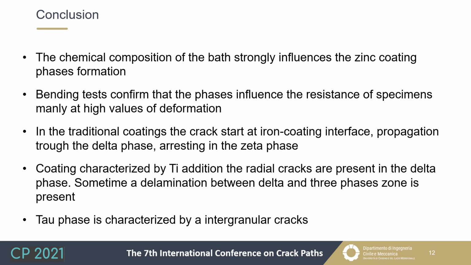Coatings characterized by the presence of titanium show radial cracks in the delta phase, and we can see a delamination between the delta and the three-phase zone, and sometimes an intergranular crack of the tau phase. Sometimes this phase can lose its position in the coating.